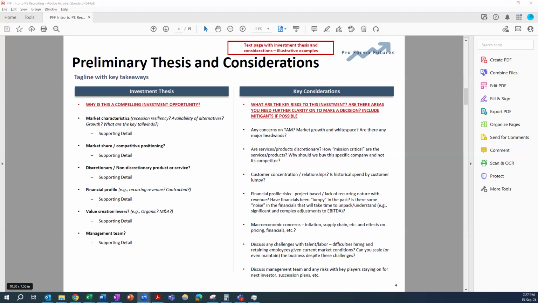Good point, Austin. How many, in your experience, how many theses and considerations have you put in your decks? I'm actually looking at a template that I've used before, and I've got 4 or 5 in the merits and 4 or 5 in the risks. Sounds about right with what I've done in the past.